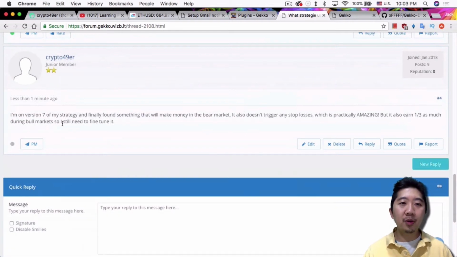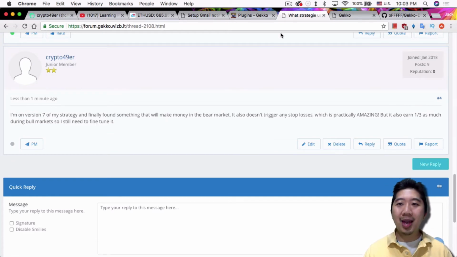And here's what I wrote several minutes ago. I'm on version 7 of my strategy and finally found something that will make money in the bear market. It also doesn't trigger any stop losses, which is practically amazing. But it also earned one third as much during bull markets, so I still need to fine tune it.